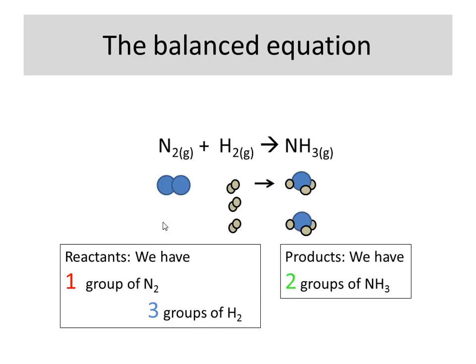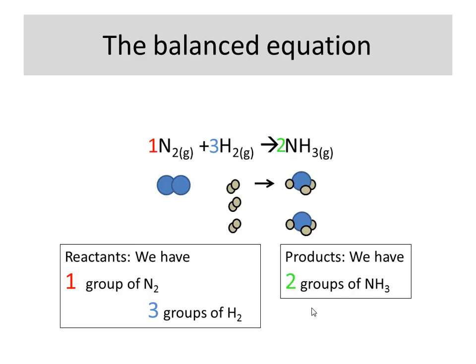We have one group of N2 and 3 groups of H2, and we have 2 groups of NH3. So that's where I get these coefficients. 1 N2, 3 H2 makes 2 NH3. That's a balanced equation right there.